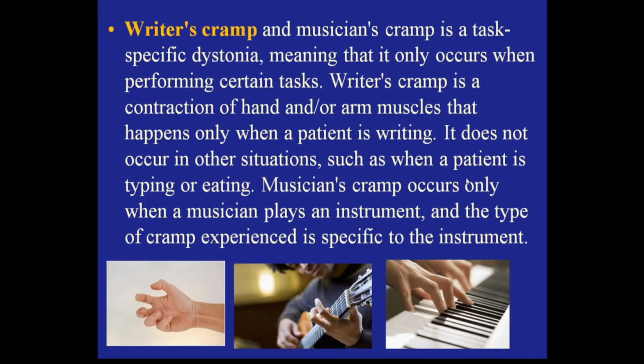One more example of focal dystonia: writer's cramp and musician's cramp. Task-specific dystonia, meaning that it only occurs when performing certain tasks. Writer's cramp is a contraction of hand and arm muscles that happens only when a patient is writing. It does not occur in other situations, such as when a patient is typing or eating. Musician's cramp occurs only when a musician plays an instrument, and the type of cramp experienced is specific to the instrument.